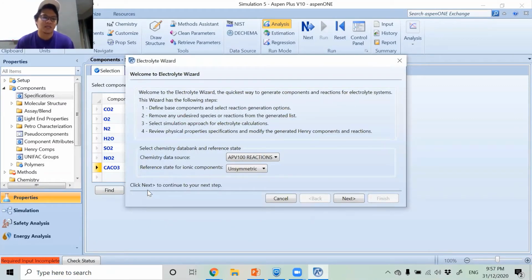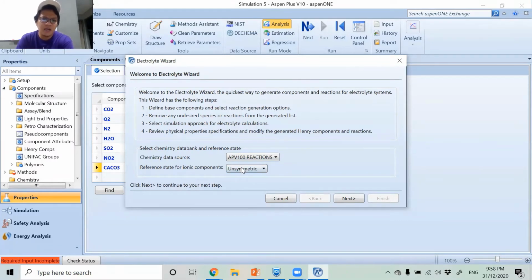where this wizard will help us to determine what are the electrolyte reactions happening, what are the possible salt formations, as well as the anion and cation formation, and then specify the activation energy for the equilibrium association and dissociation of the components into anion and cation in the electrolyte solution.